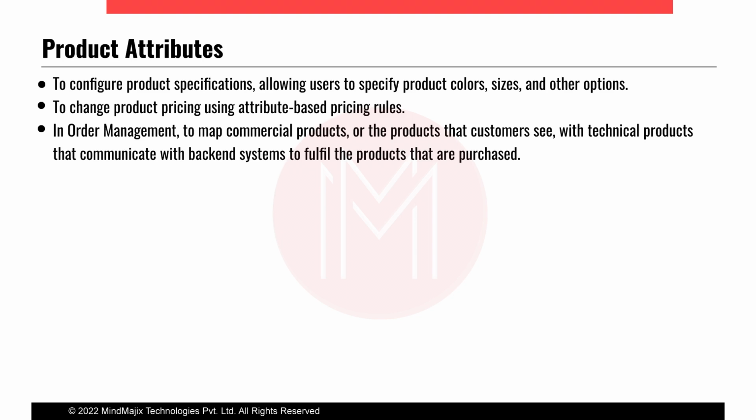Then, how we can change the product pricing using attribute-based pricing rules. This is something we have in advanced pricing. For example, we are offering a Samsung device of 32 GB and 64 GB. Definitely the pricing will be different, so how are we going to manage it? And in order management, we map commercial products, the products that customers see, with technical products that communicate with the backend system to fulfill the products that are purchased.